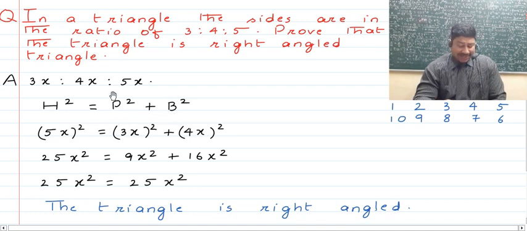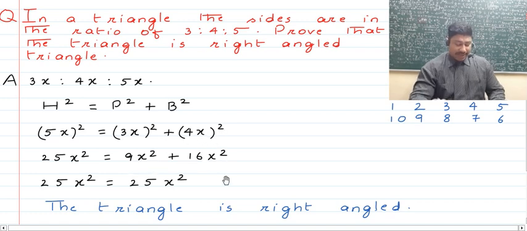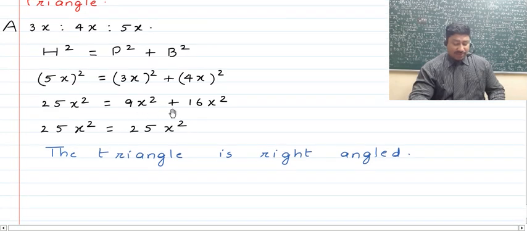Now as the largest side here can be seen as 5x, what we do is we will write (5x) whole squared to be equal to (3x) squared plus (4x) squared. Now (3x) square, children, will become equal to 9x square, and (4x) square will become equal to 16x square. And the sum of 9x square and 16x square will become equal to 25x square.